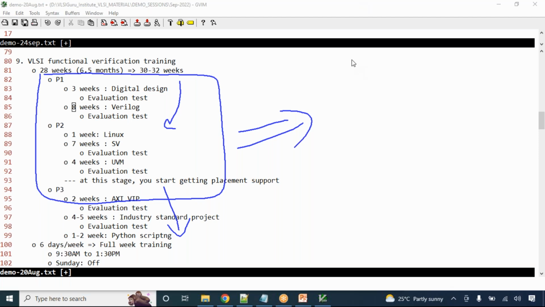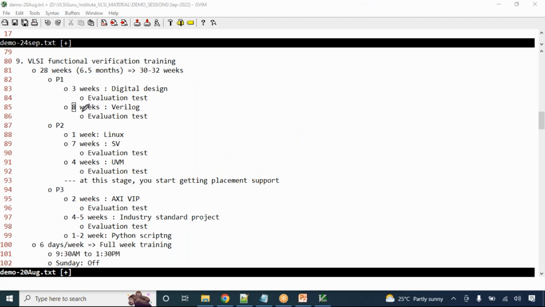Now coming back to this, what is done is 3 weeks of digital, 8 weeks of Verilog. I have changed it to 8 weeks because I have seen it eventually gets extended. So it goes for how many weeks? 11 weeks. Then we do 1 week of Linux when we go to phase 2, because you need to learn some amount of Linux before you go to the other steps.